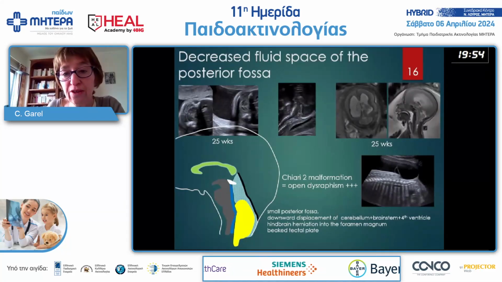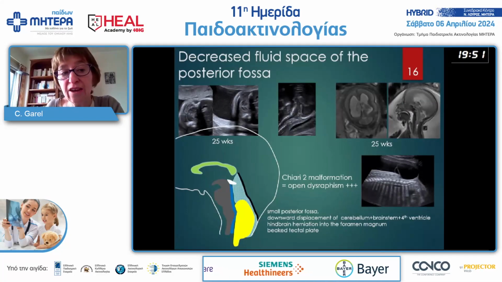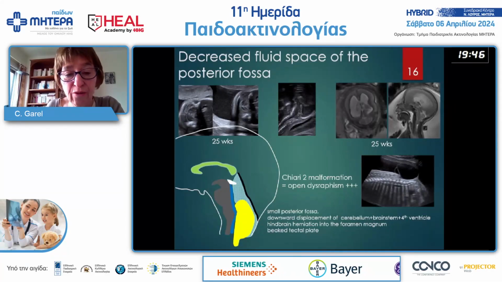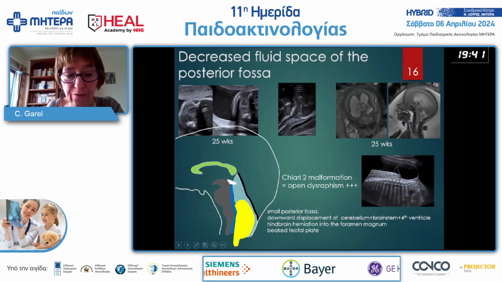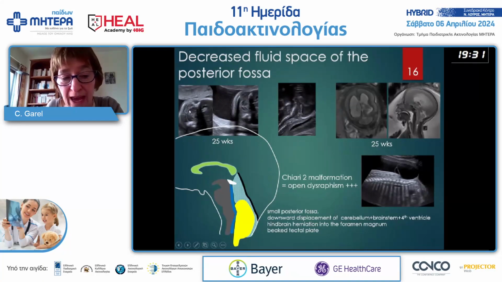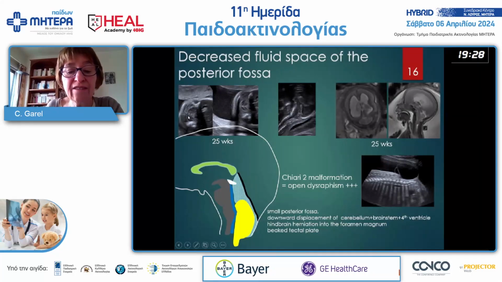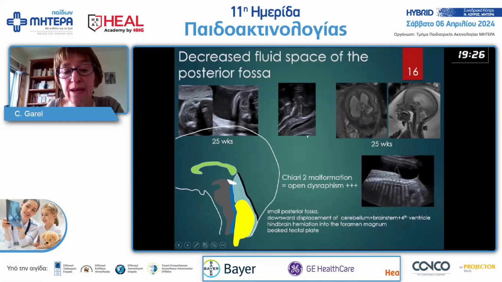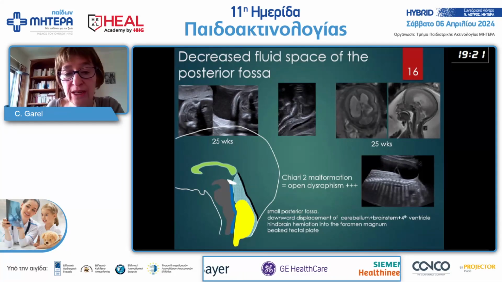Now we move to another chapter, which is the decreased fluid space of the posterior fossa. And of course, when we see that there is no longer fluid in the posterior fossa, with this particular appearance of the cerebellar hemispheres that have been compared with a banana, and with the absence of visibility of the vermis, we are dealing with a Chiari 2 malformation, which is observed in the setting of open dysraphism.